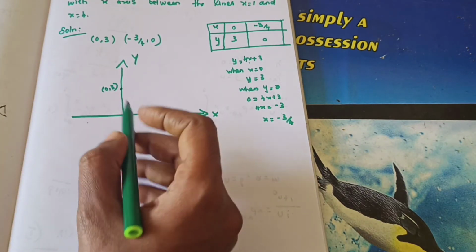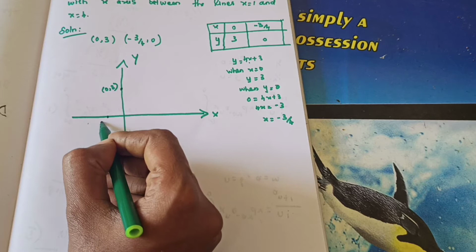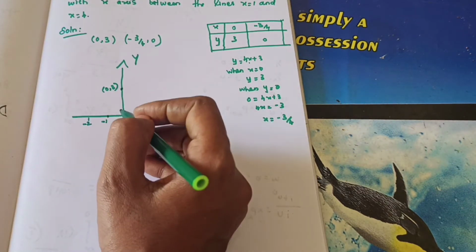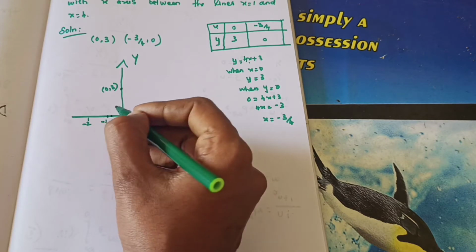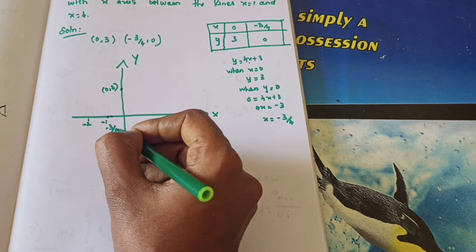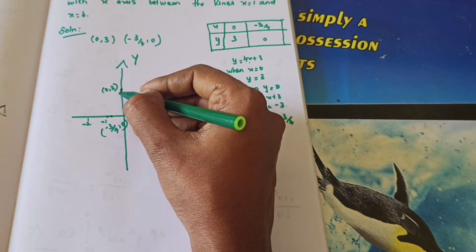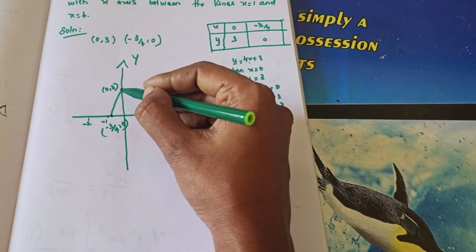Minus 3 by 4, 0. So here it is minus 1. Correct? Minus 1, minus 2. So minus 3 by 4 means it will be less than minus 1. Correct? Minus 3 by 4, 0. It will be here. Nearly here. So you join these two points and extend this.